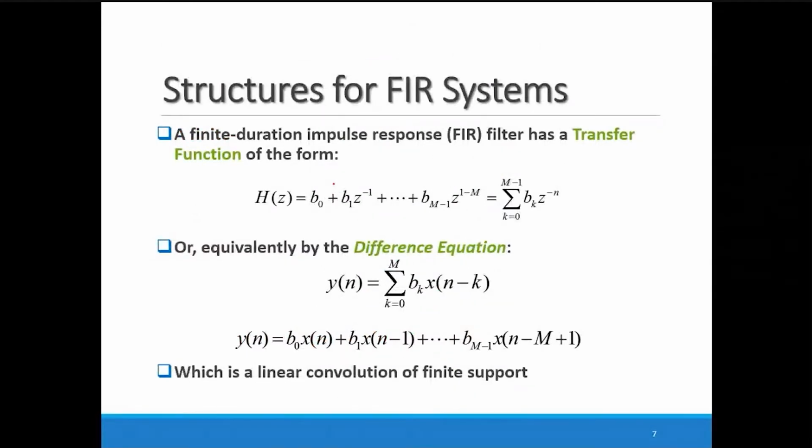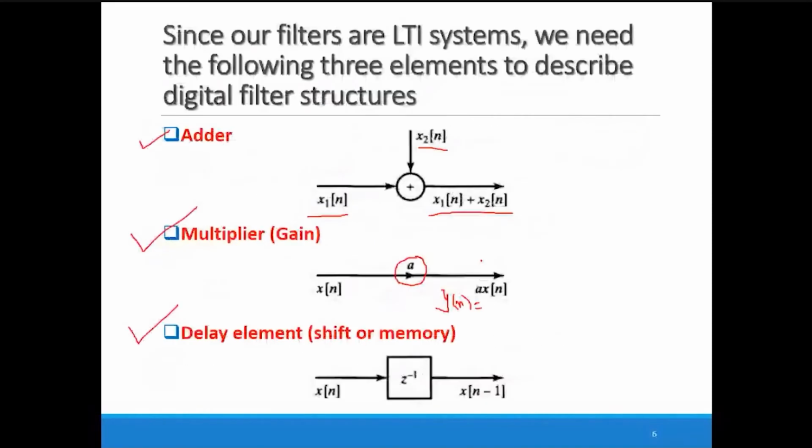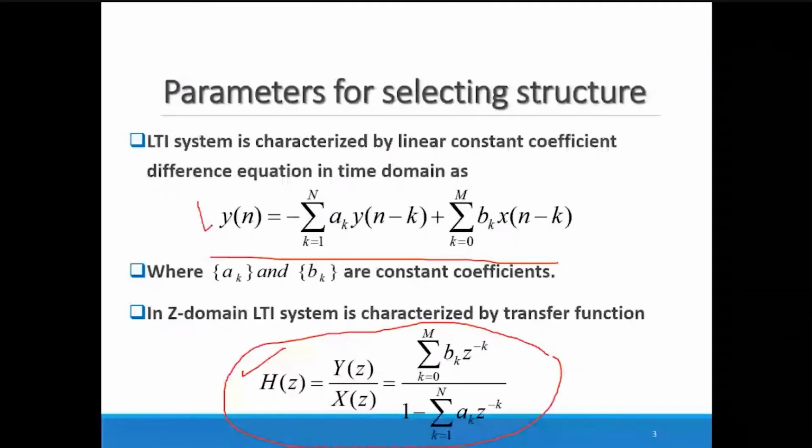Okay, so we start with the first one, that is the FIR system structures, and in that we go for the direct implementation. First we start with the FIR system, finite impulse response. The transfer function for this FIR filter is given as H(z) = b0 + b1 z^-1 + ... + b_(M-1) z^-(M-1) = sigma k equal to 0 to M minus 1 of b_k z^-k. The same thing can be represented in the difference equation form. In the previous slide, we wrote the difference equation first, and then we wrote the H(z), or you can say transfer function.